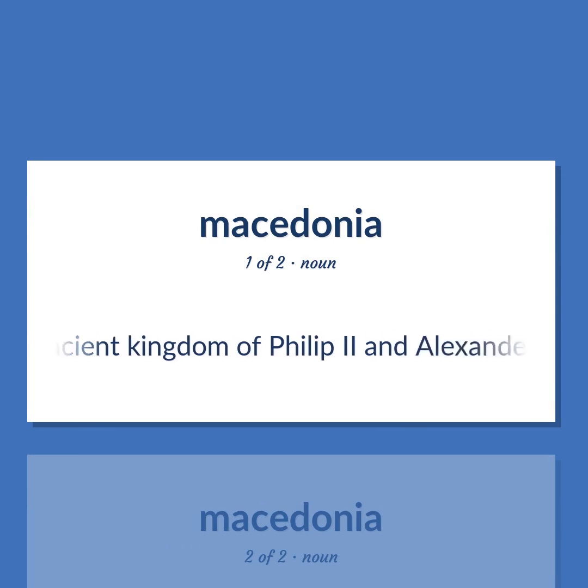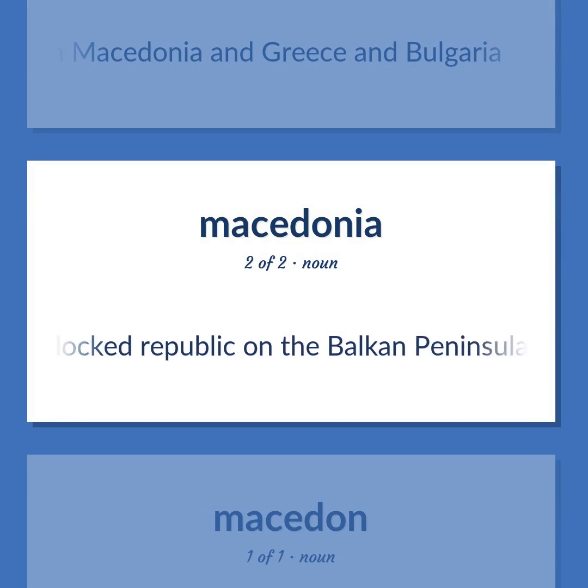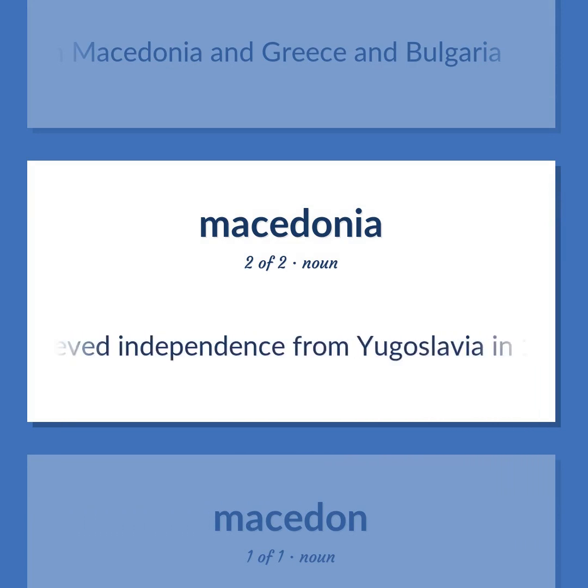The ancient kingdom of Philip II and Alexander the Great in the southeastern Balkans that is now divided among modern Macedonia and Greece and Bulgaria. Landlocked Republic on the Balkan Peninsula. Achieved independence from Yugoslavia in 1991.